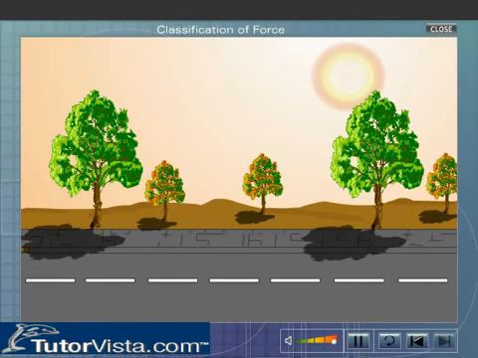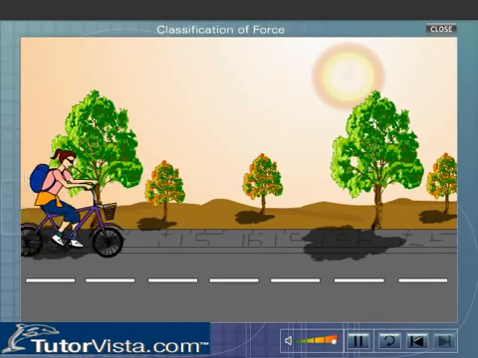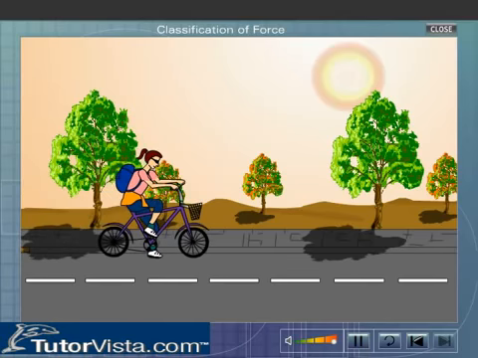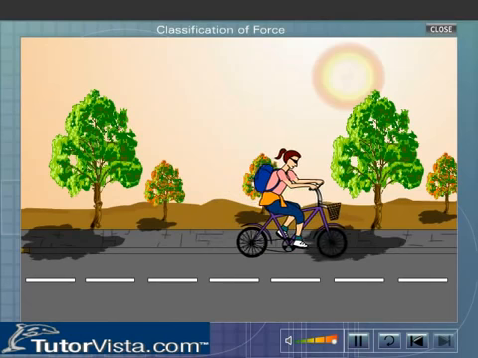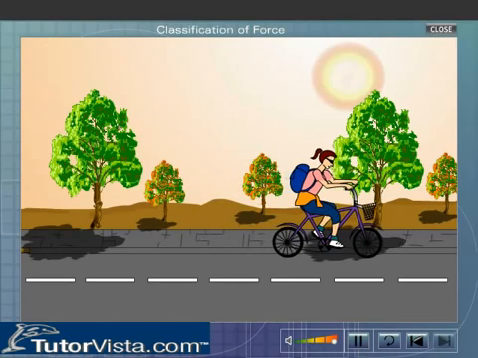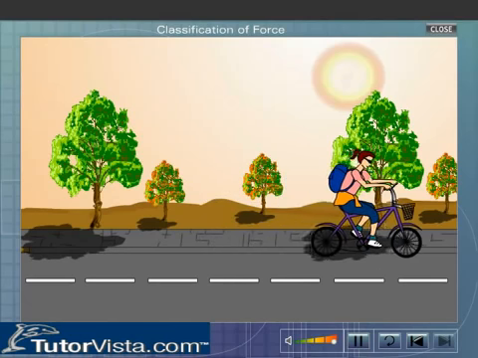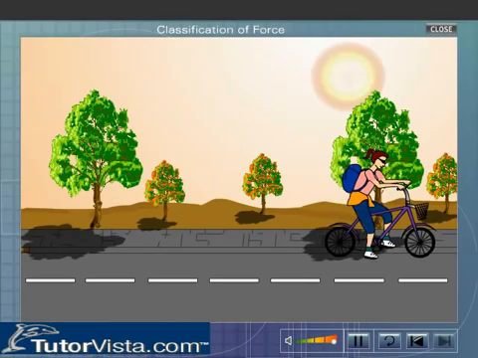Let's see the effects of unbalanced forces on the motion of the bodies. When you apply force on the pedals of your cycle, it moves. The speed of the cycle depends upon the applied force. As long as you pedal, the cycle continues to run. Now, stop pedaling. What happens? The cycle begins to slow down, and after some time, it stops. Why should a body in motion stop on its own?